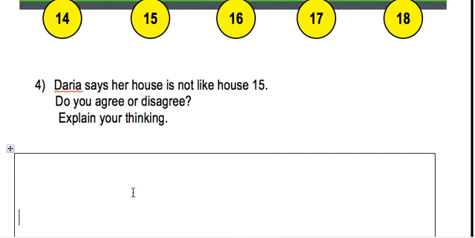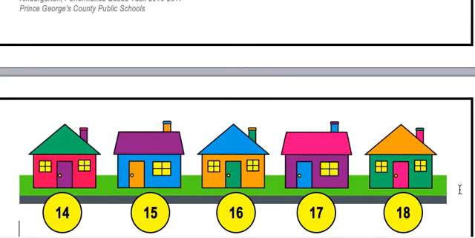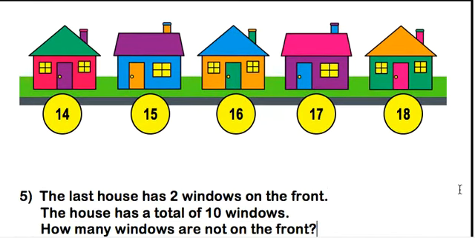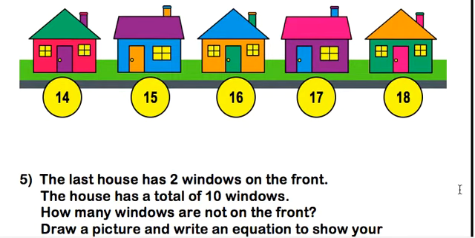You're going to explain your thinking to Ms. Jones when I call you up to the table, but at least you should have your position. Either you agree with her or you disagree. Let's move on to number 5.